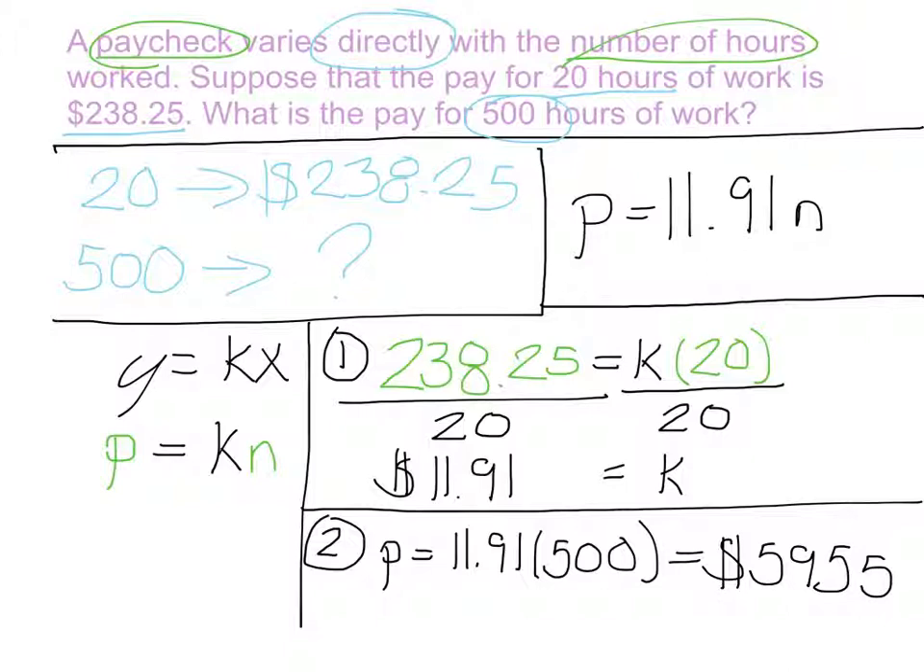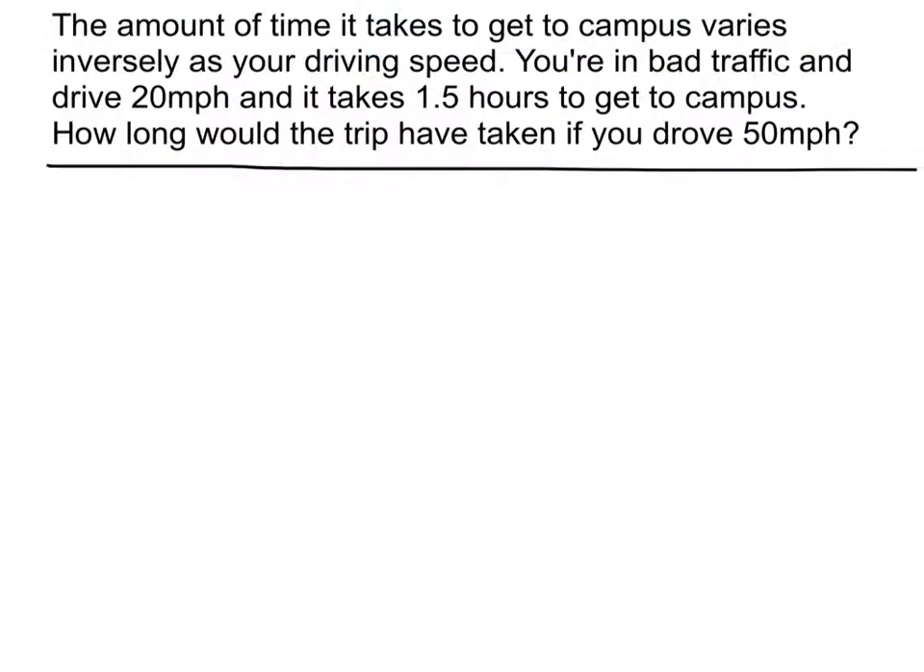Alright, so this is our first example of taking a real world problem and trying to create a direct variation formula for that problem. In our next example, we're going to look at inverse variation. In this example, the amount of time it takes to get to campus varies inversely as your driving speed. So I know that I'm thinking about inverse variation, so I need to write out my formula for that, y equals k over x.